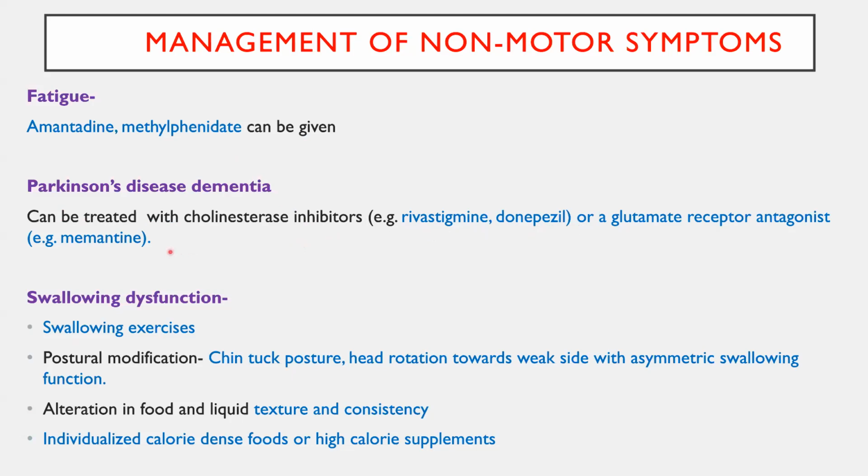For swallowing dysfunction, you need to explain the chin tuck posture. That is a straight neck with chin down posture. In that setting, swallowing would be much better. Or you can tell the patient to rotate the head towards the weak side. That will also help the swallowing. You need to adjust the food. Semi-solid food or liquid food would be better. Better you avoid high calorie or high protein diet.